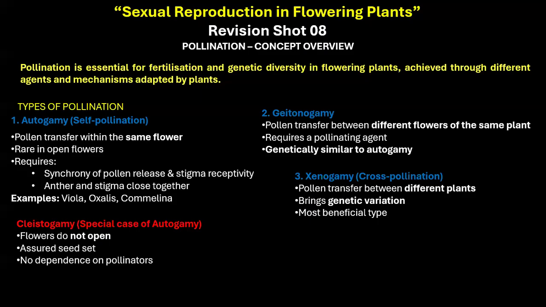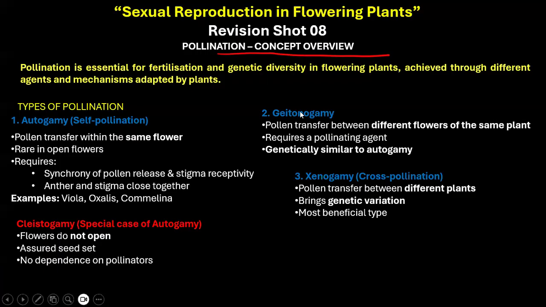Oh dear students, so today this is the revision short 8. We'll be talking about the important topic here, that's pollination. We'll be discussing pollinators, and different methods and types of pollination. It's very important. This is going to be a very important topic because many questions have been asked from this particular topic in CBSE exams.